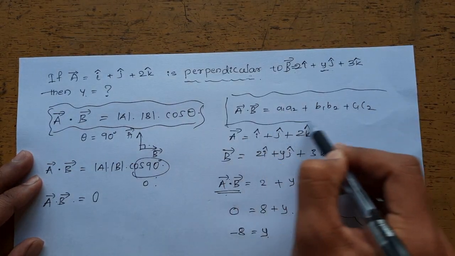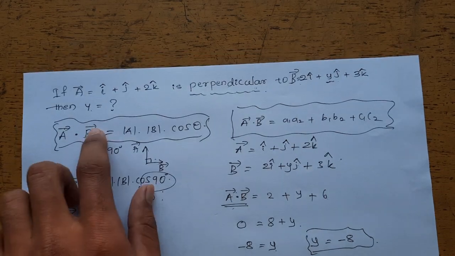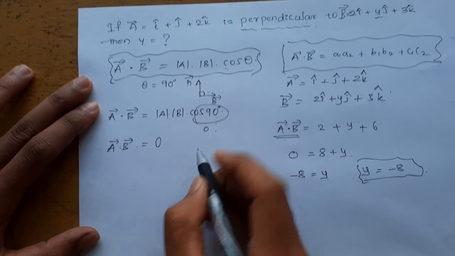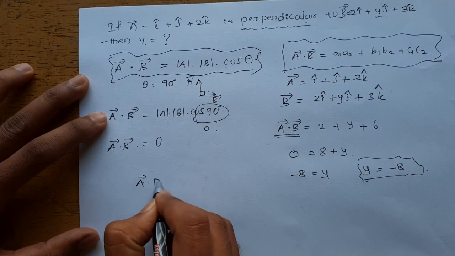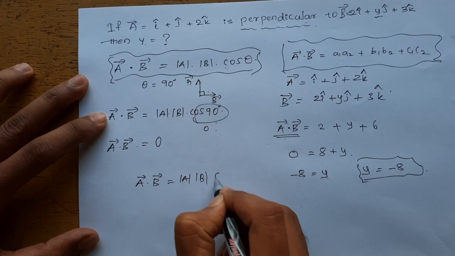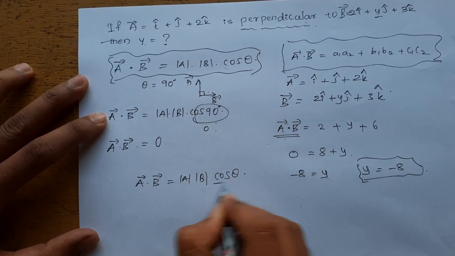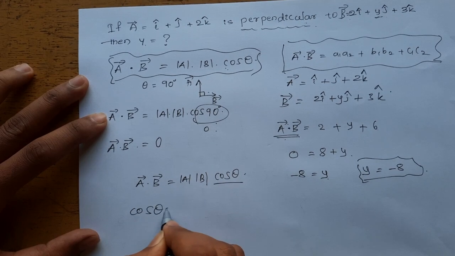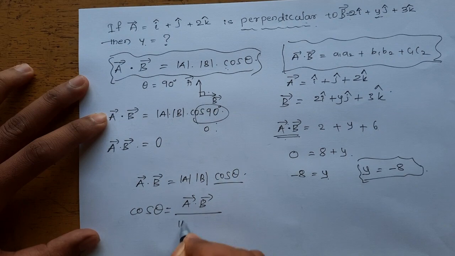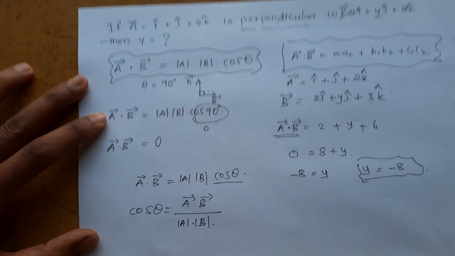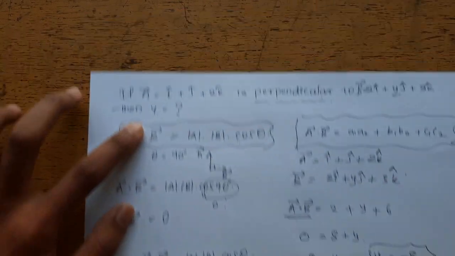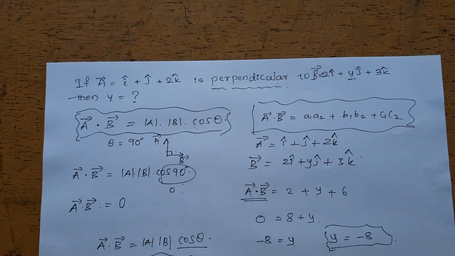So, when we say dot product, we have to remember these two things. Therefore, we can make this modification. Vector A dot B is equal to mod A mod B cos theta, or simply cos theta is equal to vector A dot B divided by mod A into mod B. So, this is a modification of our regular formula. Okay. So, we will see one more.